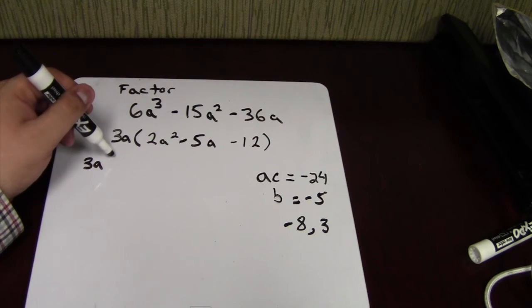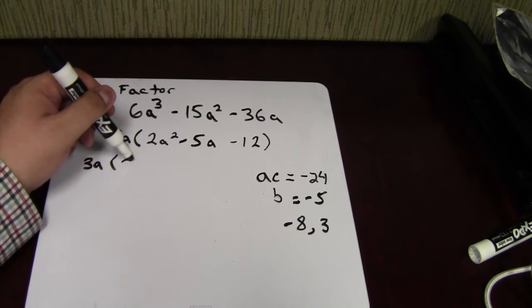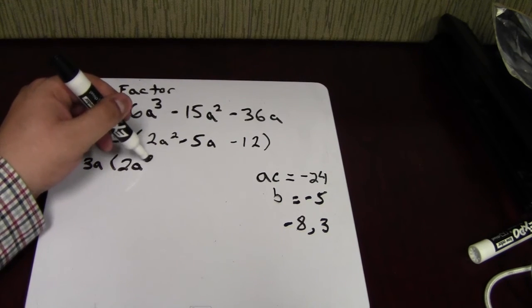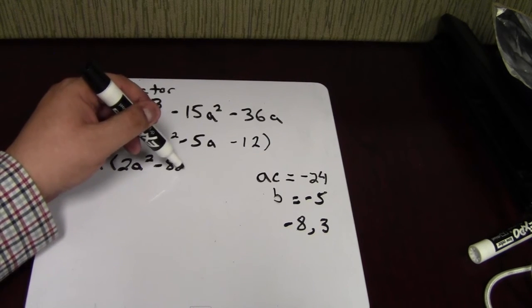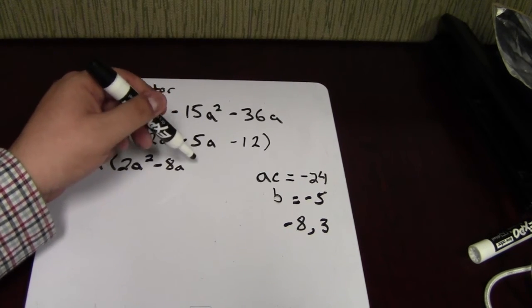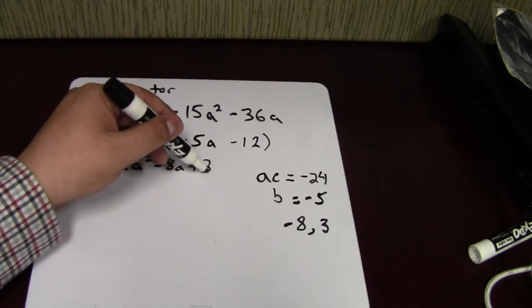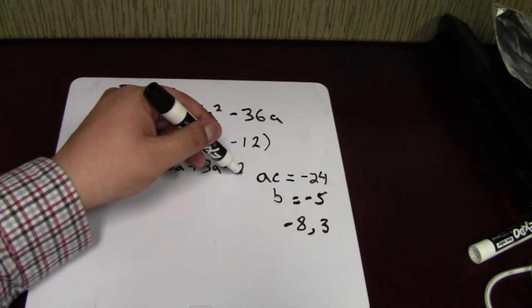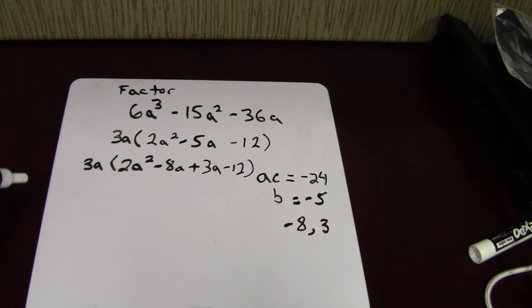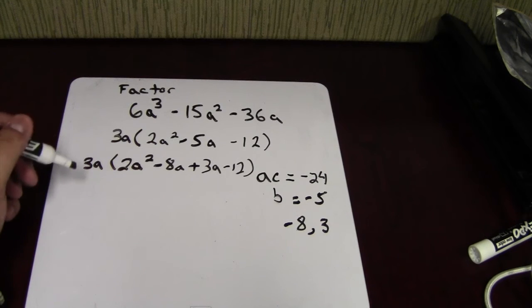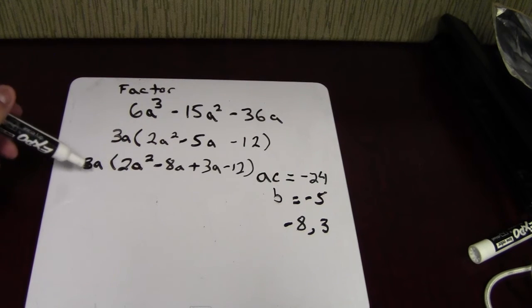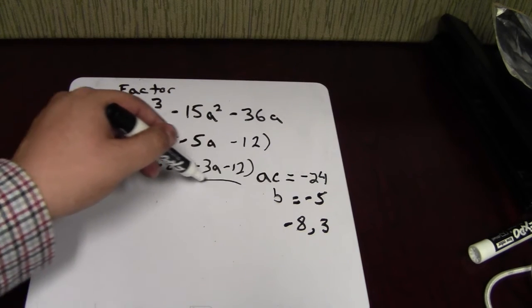3a. Now we have 2a squared. And instead of writing this, we're going to use our new terms that we found. Minus 8a plus 3a minus 12. So now we can do this by grouping because we see 4 terms here. Let's group this, but let's kind of put this 3a to the side for a moment. We'll bring it back. But I want to just focus on this part right here.